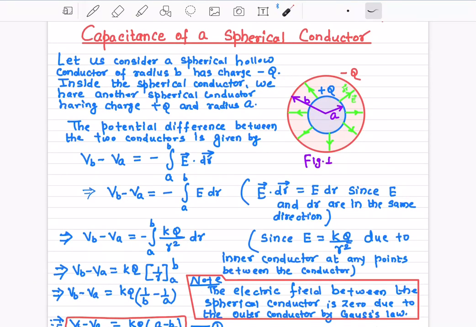In this video, I will talk about the capacitance of a spherical conductor. We'll measure the capacitance of a spherical conductor.